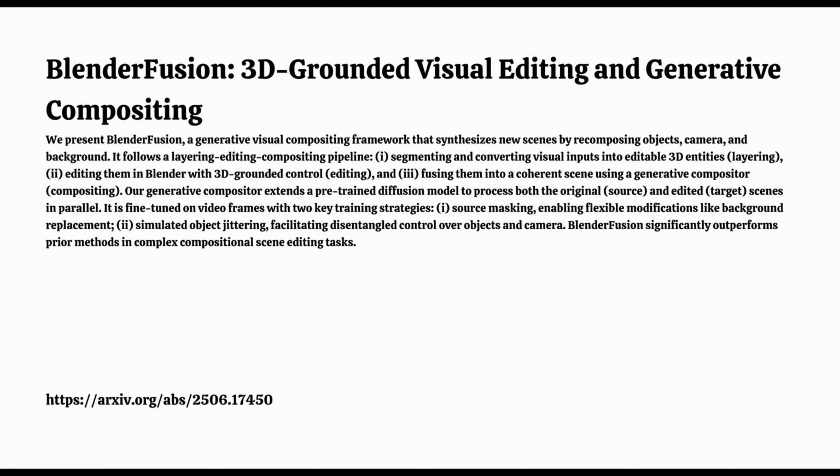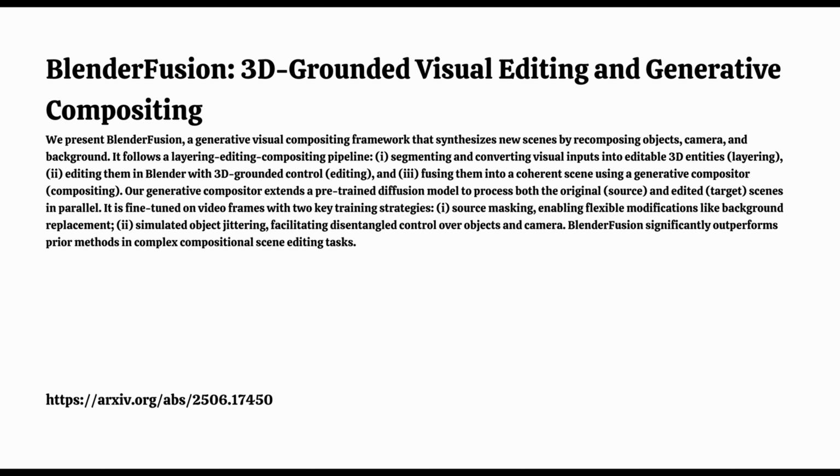That sounds incredibly complex to get right. Training a system to handle all those changes while maintaining that level of control, that must be a serious challenge. The paper mentions two key training strategies. Can you tell us a bit more about those? Yes. Those two strategies are really the secret sauce here. They enable BlenderFusion's more advanced tricks. The first one is called source masking.